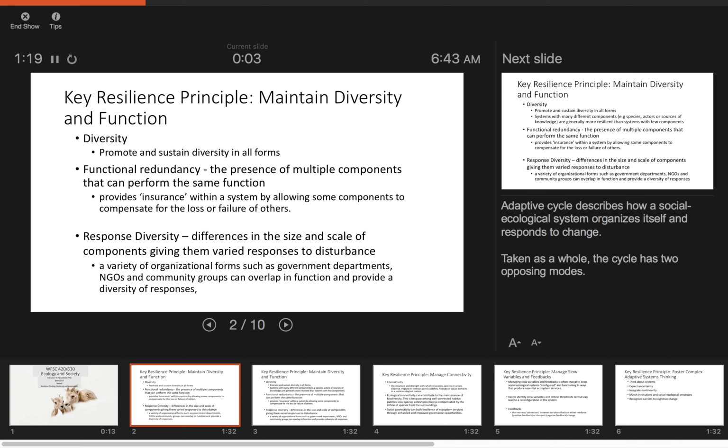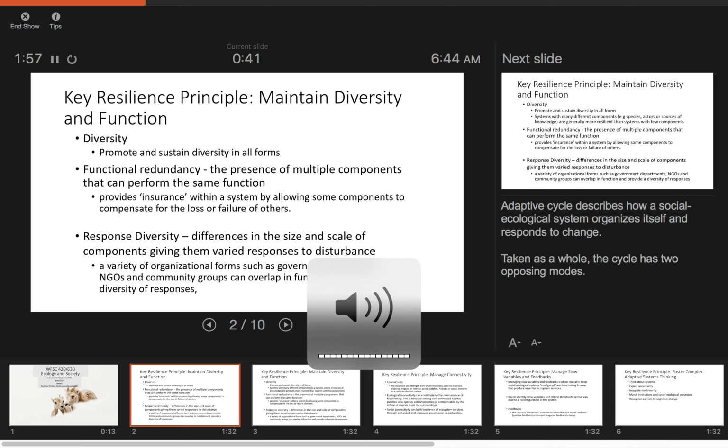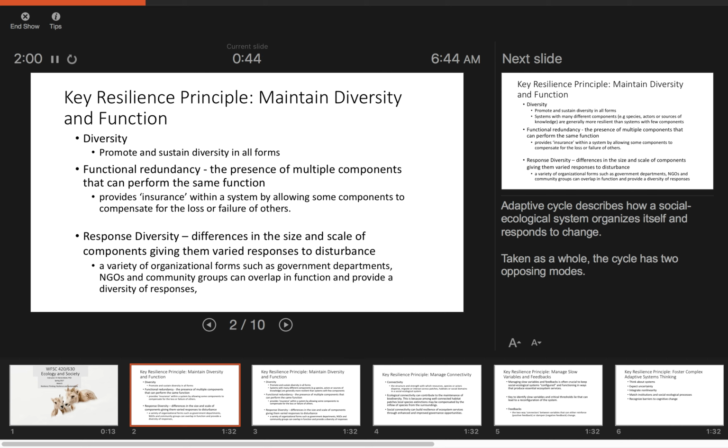So both the final chapter in the Resilience Thinking book, as well as the supplementary, required, so not entirely supplementary, additional PDF reading, highlighted principles for resilience practice, thinking about resilience and sustainability. I'm going to highlight the principles that were covered in the PDF reading, although they overlap very well with the reading in Resilience Thinking. So the first principle they discuss is maintaining diversity and function. Diversity, basically promoting and sustaining diversity in all forms.